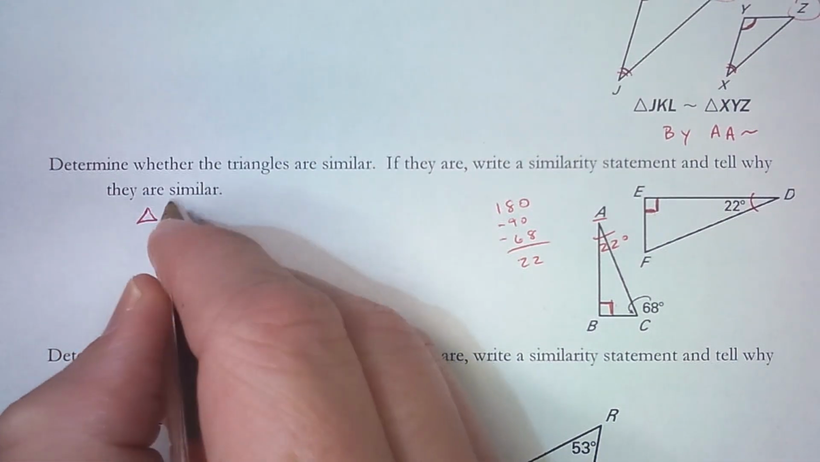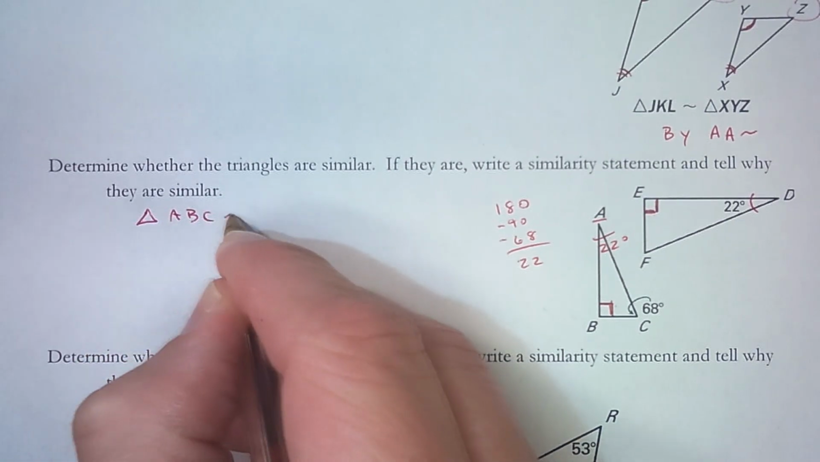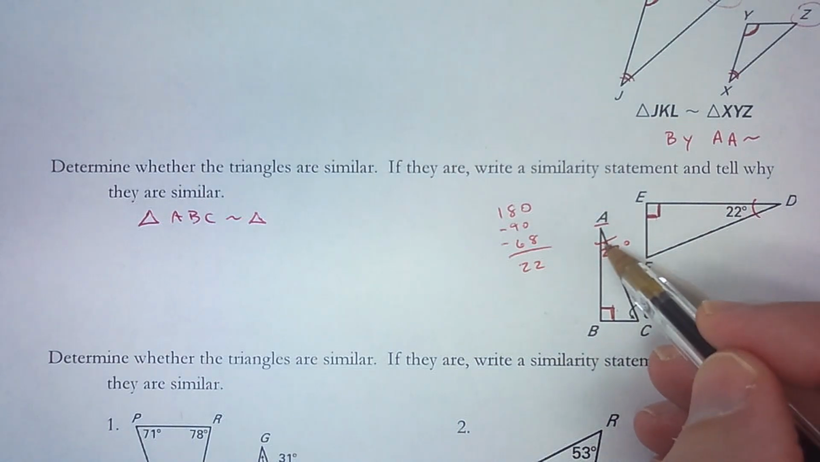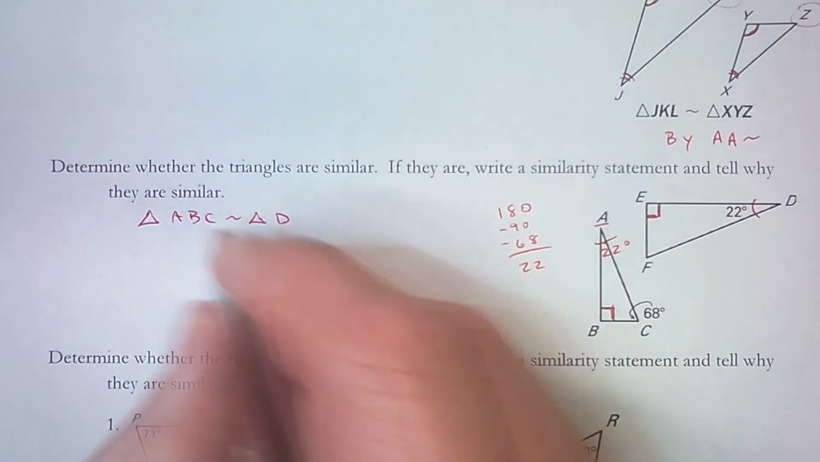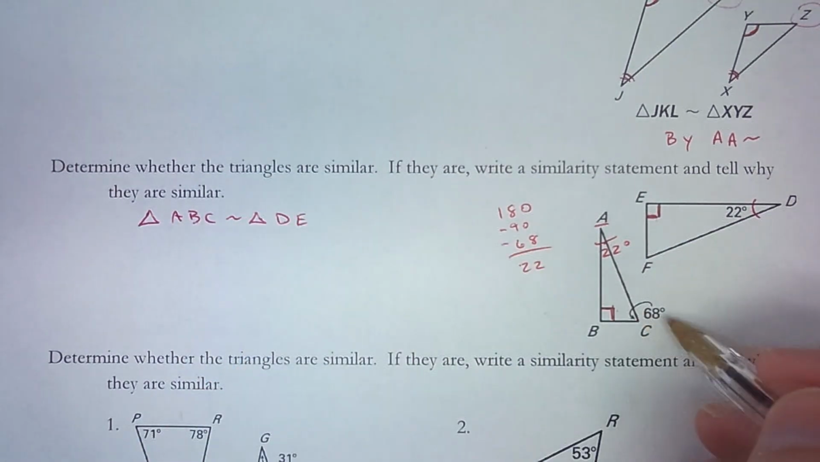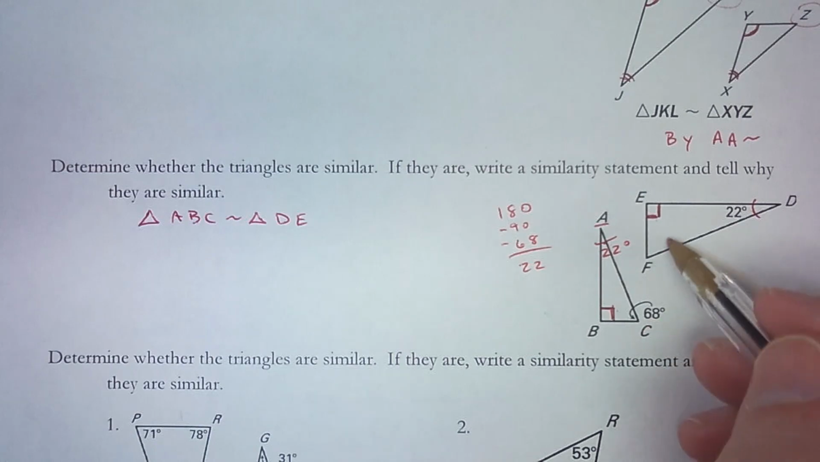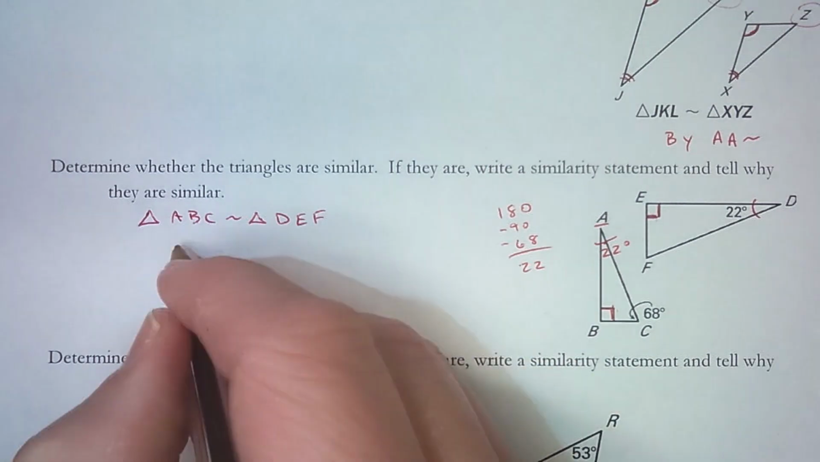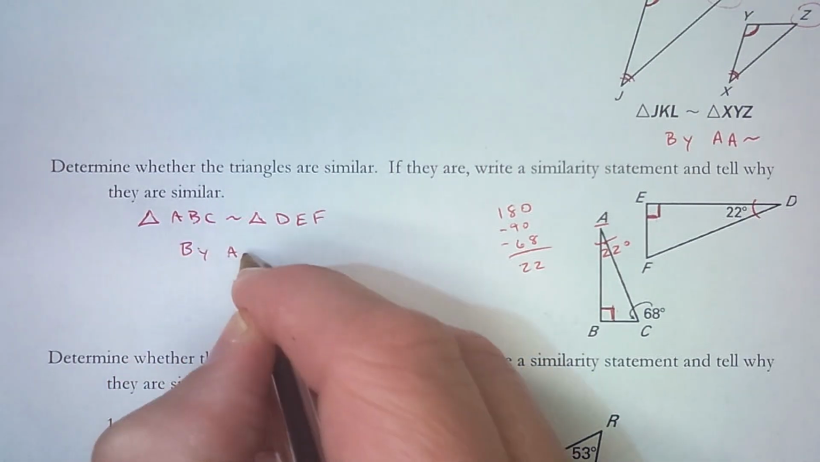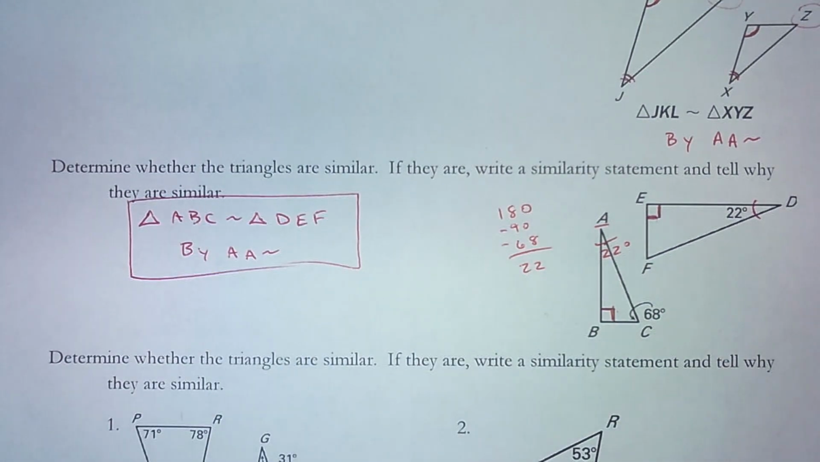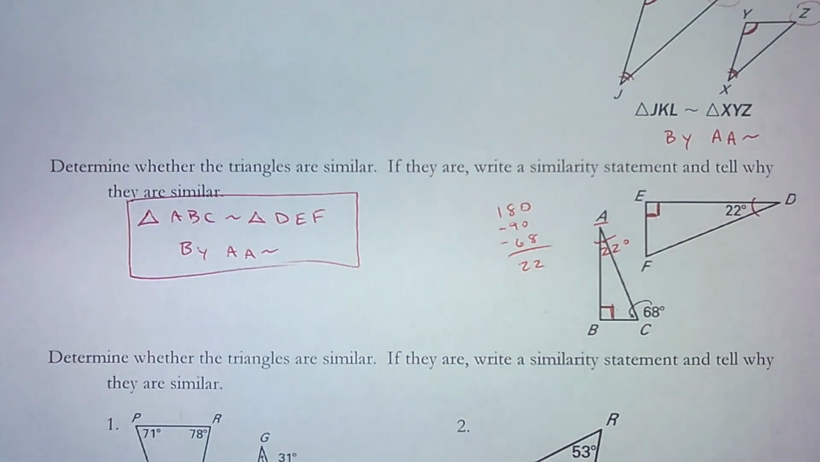So triangle ABC is similar to triangle... Now I need this in corresponding order. So A is 22, that corresponds with D. B is a right angle, that corresponds with E. And then F and C are both going to be 68-degree angles, so C corresponds with F. And they are similar by angle-angle similarity. I have found there to be two congruent angles at least, which means the third is congruent also. So that is angle-angle similarity.